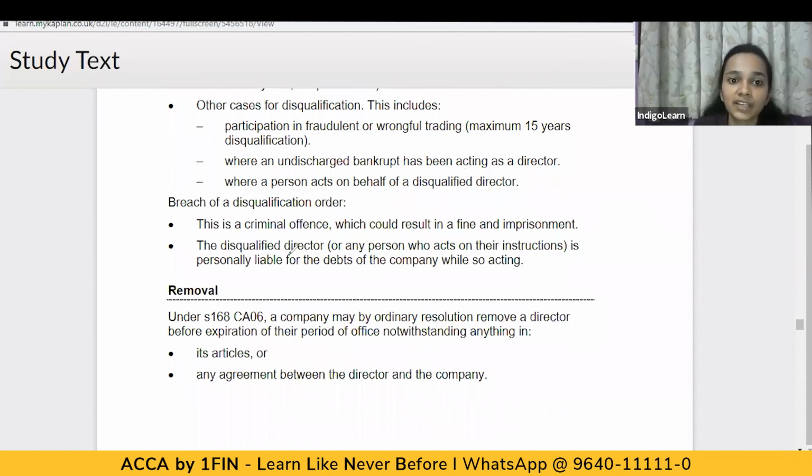Now, if the disqualification order is breached, then this is a criminal offense which could result in fine and imprisonment. And the disqualified director is personally liable for debts of company while doing so. So if he breaches, he is disqualified but continues to act as the director of the company, enters certain transactions, then in such a situation, that disqualified director will become personally liable for the transactions which he has entered into.